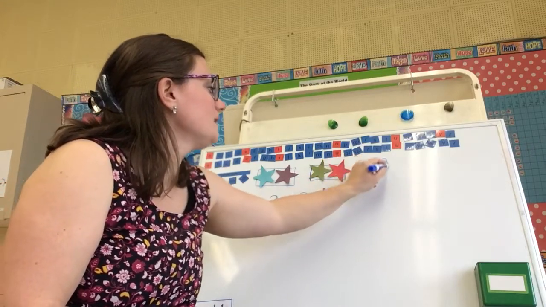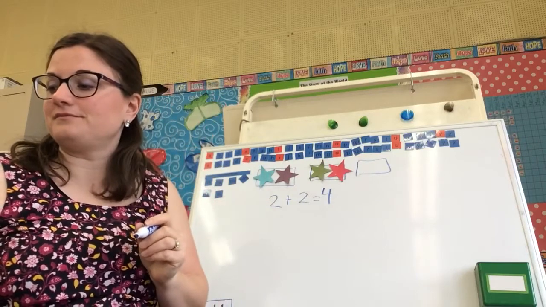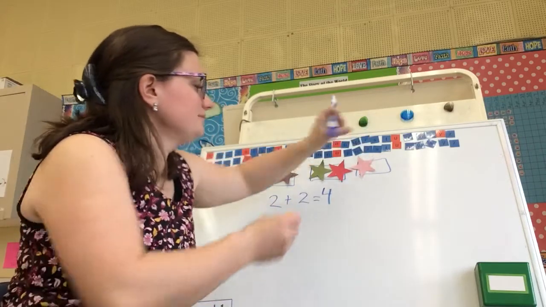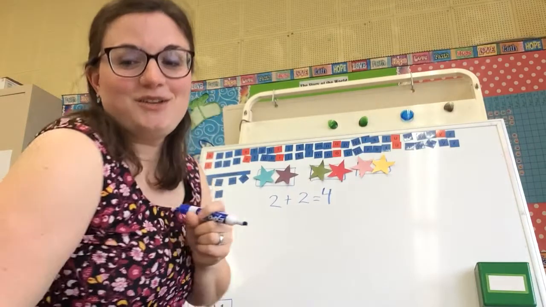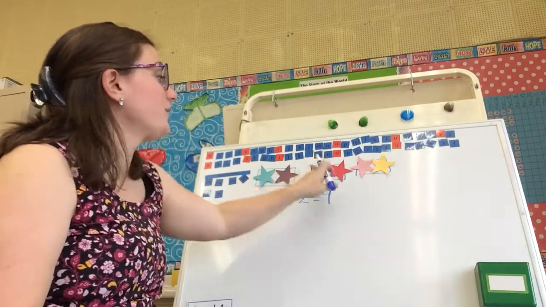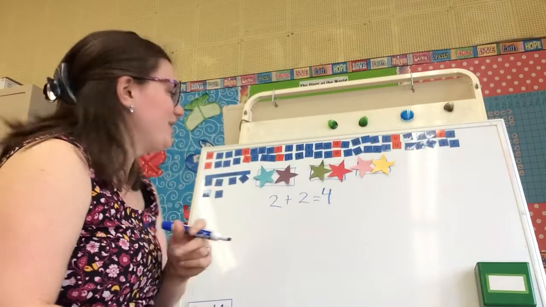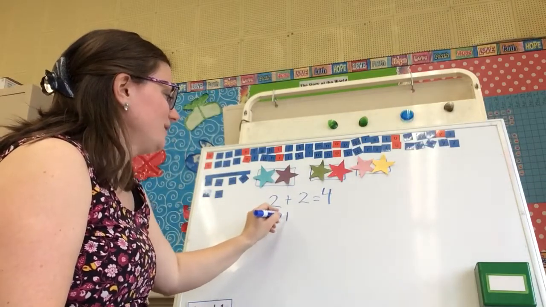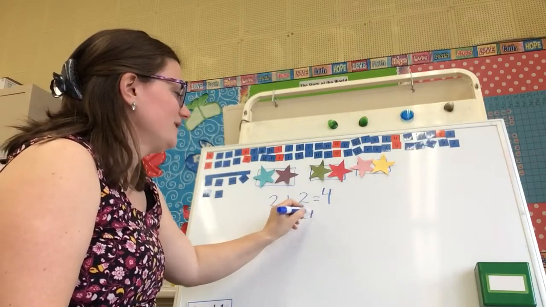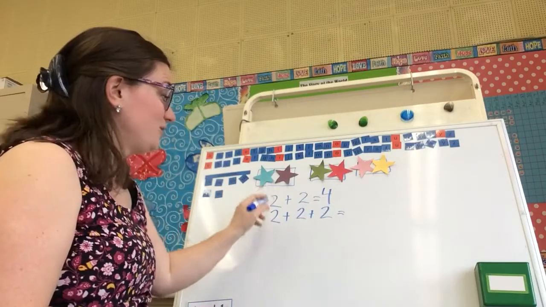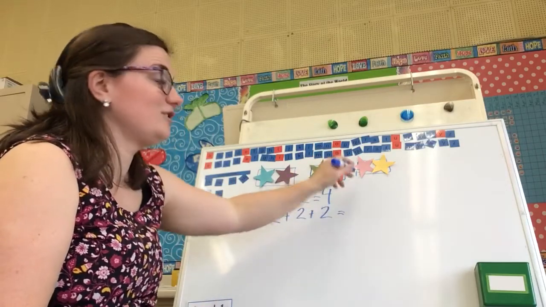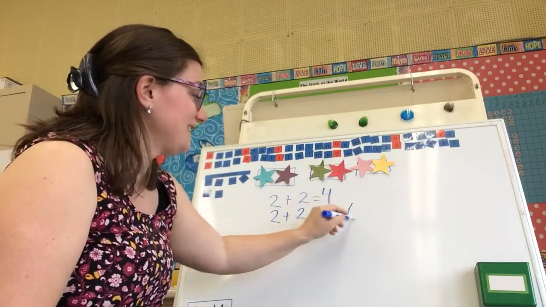What if I do another group here? How many are in this group? 2. So now I have 3 groups of 2. So 2 plus 2 plus 2. How many would that be? Well, I know 2 plus 2 is 4, and I'm going to add 2 more is 6.